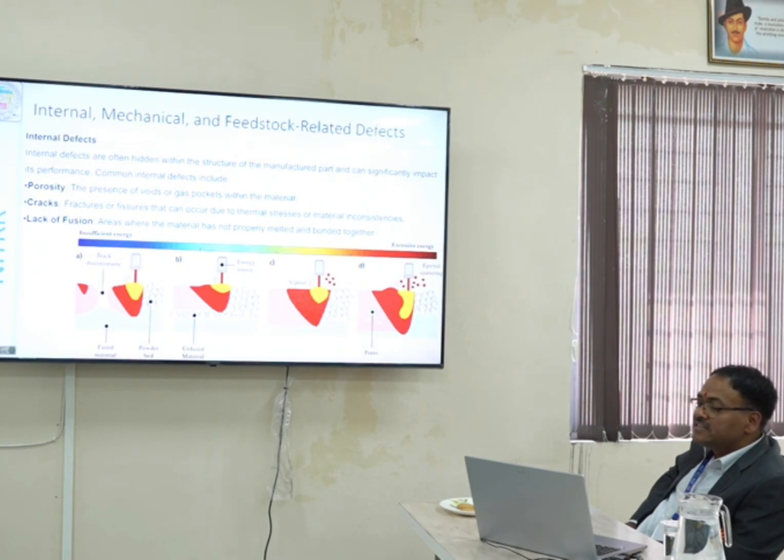There may be a chance that there is a lack of fusion while addressing the laser heating, and due to this lack of fusion, there may be a weak zone within the structure, making the part susceptible to failure under load, as these areas lack coherence in strength. Addressing these internal defects requires precise control over the process parameters again, such as energy input, scanning speed, layer thickness, etc.